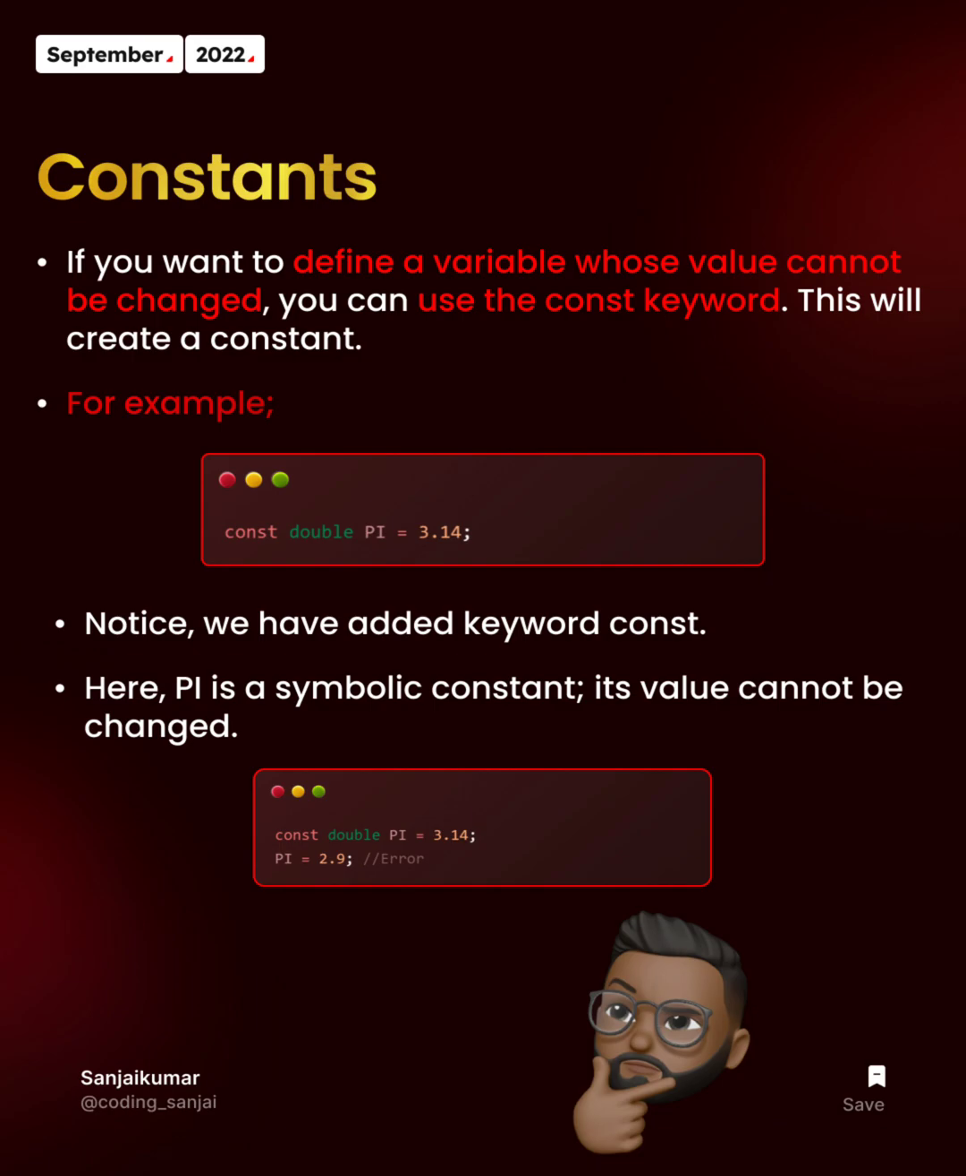Constants. If you want to define a variable whose value cannot be changed, you can use the const keyword. This will create a constant. For example, const double PI = 3.14. Notice, we have added the keyword const. Here, PI is a symbolic constant, its value cannot be changed.